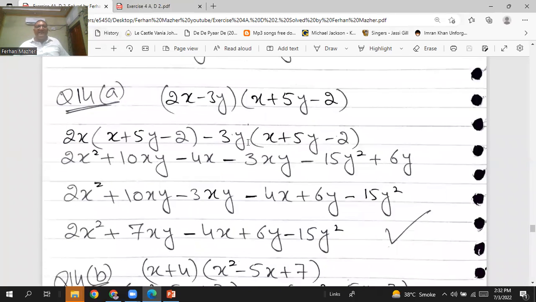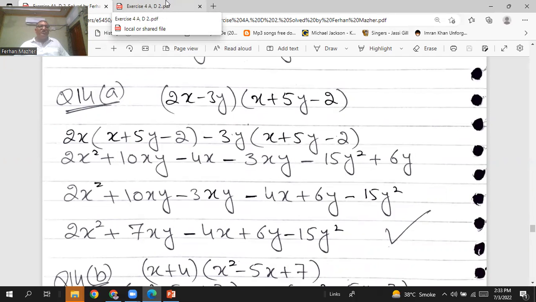Okay, so question number 14, its A part, 2x minus 3y. So 2x will multiply with this second bracket, then minus 3y will multiply with this second bracket. You can see there, I have written this. So 2x will multiply with all these three members, minus 3y will also multiply with all these three members. So you will have 2x squared plus 10xy minus 4x minus 3xy minus 15y squared plus 6y. So you will rearrange the members: 2x squared plus 10xy minus 3xy minus 4x plus 6y minus 15y squared. So you will have 2x squared plus 7xy minus 4x plus 6y minus 15y squared.